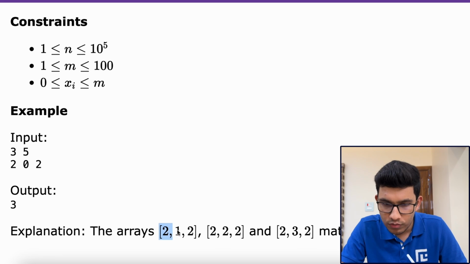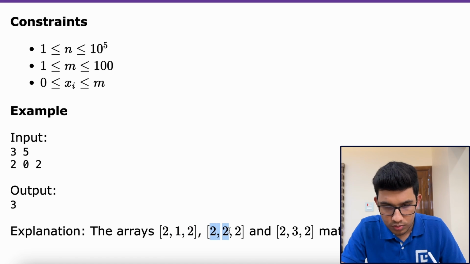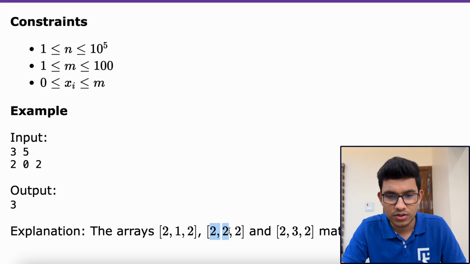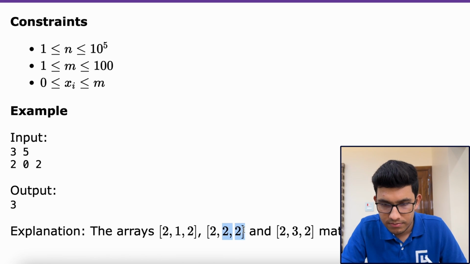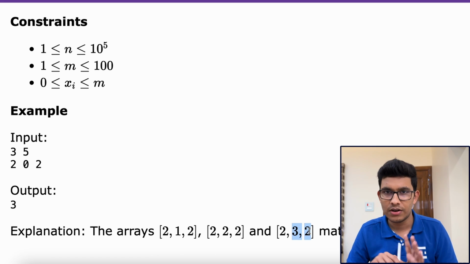Obviously these arrays 2, 1, 2, 2, 2, 2 and 2, 3, 2, they match the description. Why? Because if you fill a 1 here, look at this, 2, 1, the difference is 1. 1, 2, the difference is 1. Similarly here, if you look at these two 2's, the difference is at most 1, right? I mean at max 1 because the difference here is 0. Similarly here, 2, 2, 0. So 2, 3 here, the difference is 1 and 3, 2, the difference is 1, right?